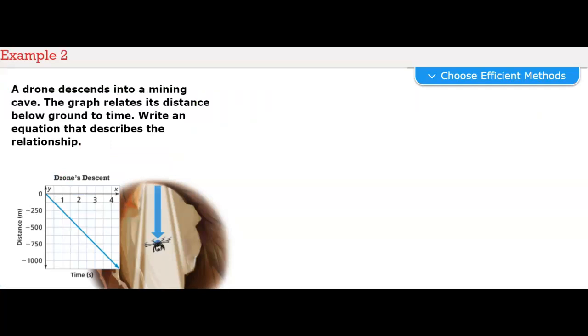A drone descends into a mining cave. The graph relates its distance below ground to time. Write an equation that describes the relationship.